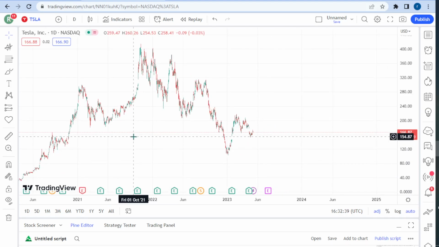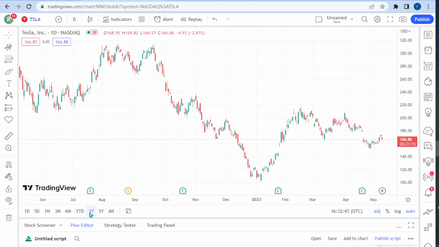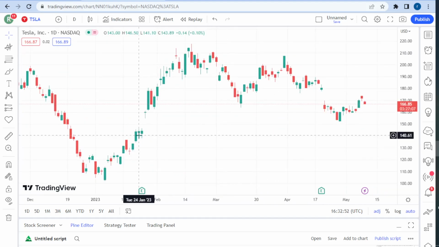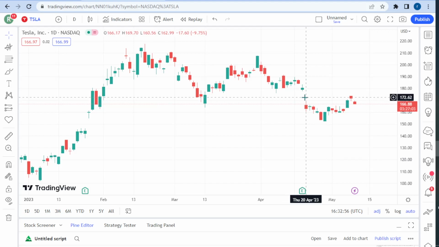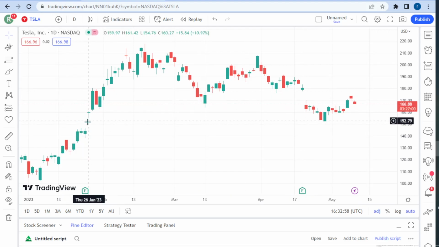So let's go ahead and start with Tesla. I'm going to go on the 1-year time frame right there. If we're going on the 1-year time frame, each candle represents 1 day. One thing I do want to talk about is these gaps right here. If I zoom in, you see a gap right there and a gap right there.